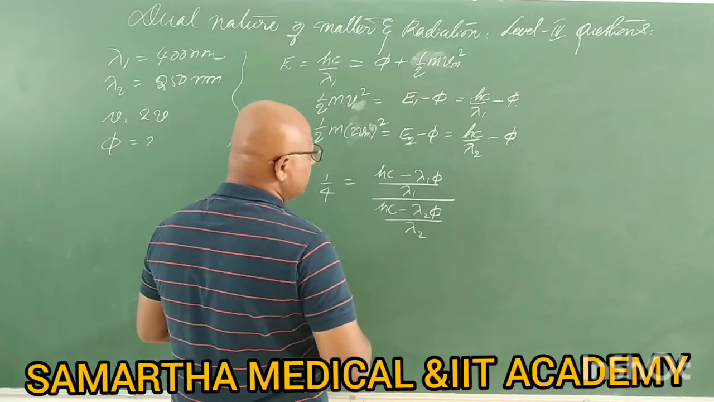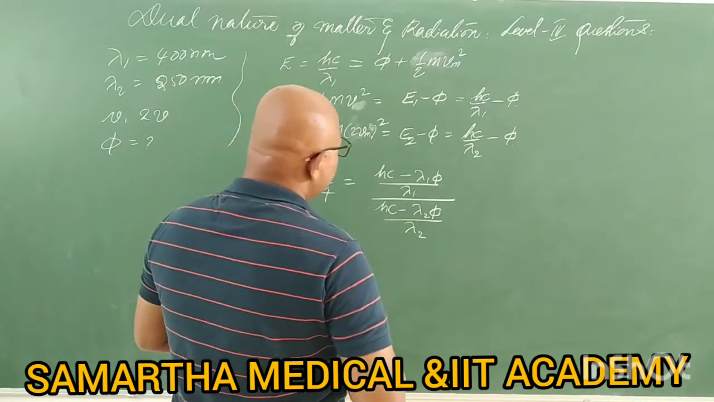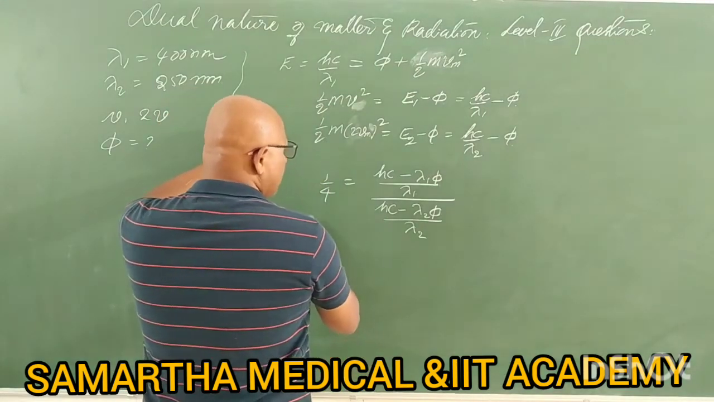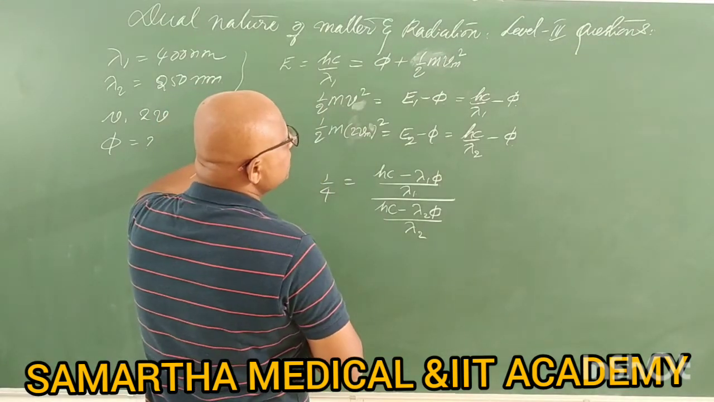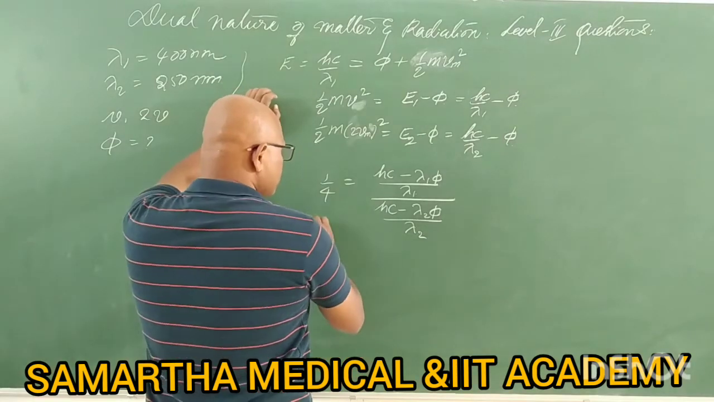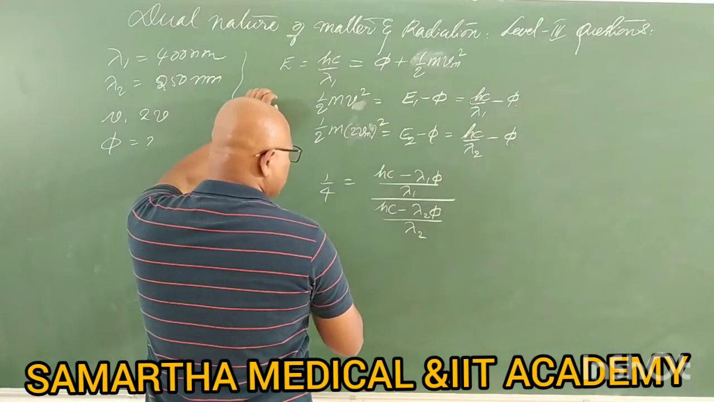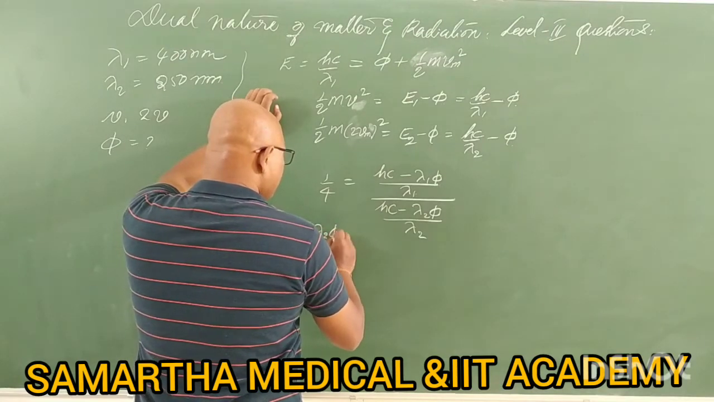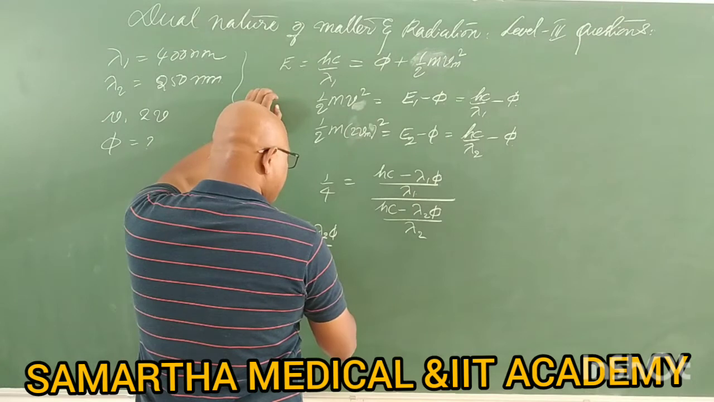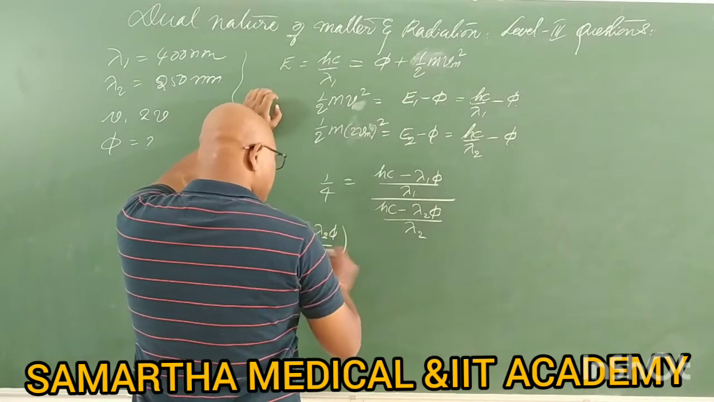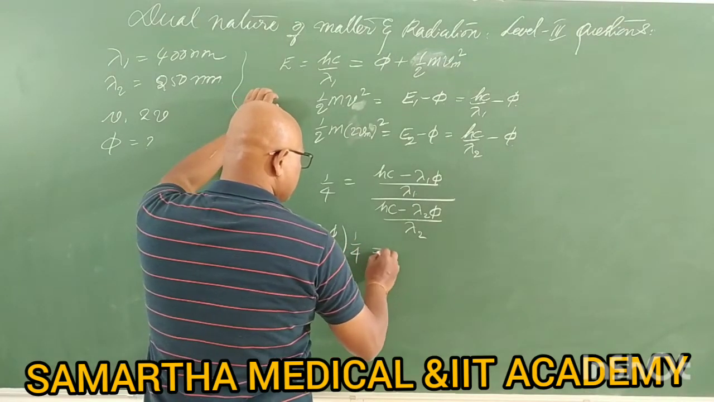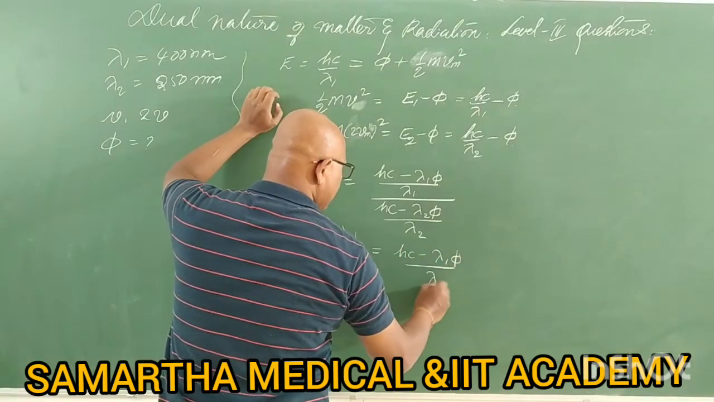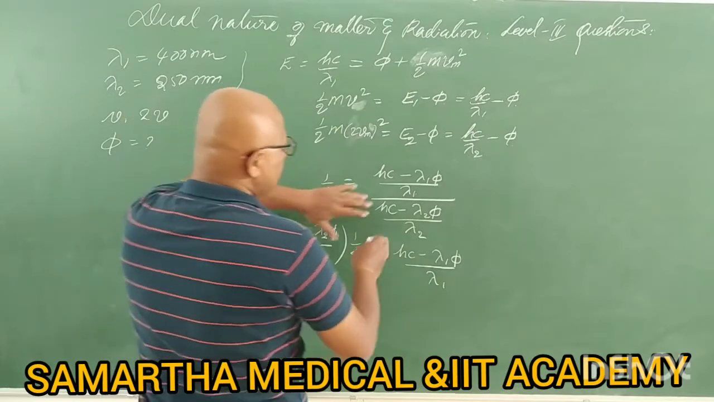Let us cross multiply this. If you cross multiply this, what do you get? Lambda 2 into Hc minus lambda 2 phi, whole divided by lambda 2, into 1 by 4 is equal to Hc minus lambda 1 phi divided by lambda 1. Okay, this is what we get.